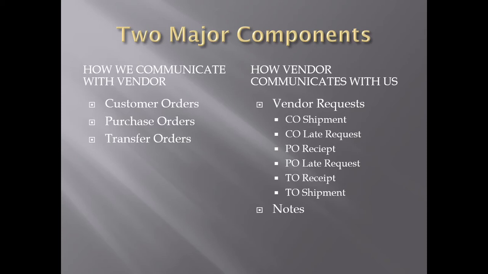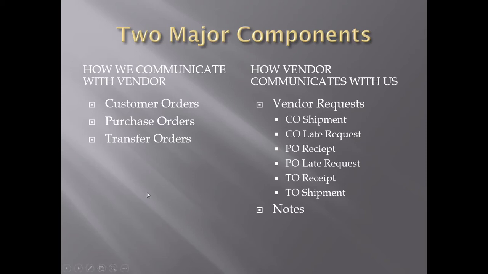And there's the other part: how that vendor then communicates with us. Each one of those modules, the customer order, purchase order, and transfer order, has types of vendor requests that can be created based off of them. If you're looking at customer orders, a CO shipment can be done right here, or a CO late request. A CO shipment would be if I've got a customer order, I see it in the system, and then I ship on it. Now I'm letting you know through a CO shipment vendor request that that product has left the facility, and so we can go ahead and ship on the orders.